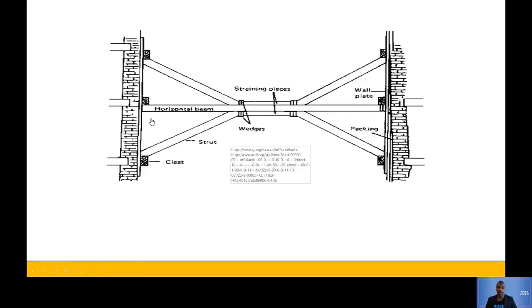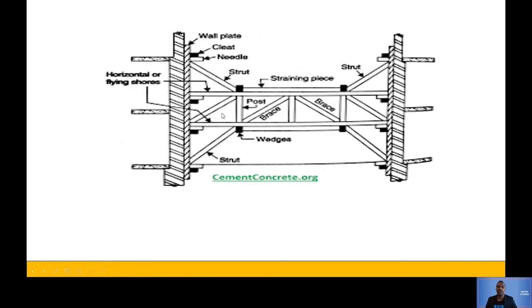Okay, so this is a flying shore over here. You see, you've got two of these walls, and then the flying shore between them. It also has wall plates and all of these cleats, and this bracing as well, and the wedges. This is a double one, also demonstrated in the video. Double because it's got two of the main members. Remember, the main members on the flying shore are the horizontal members. Okay, so there we go.